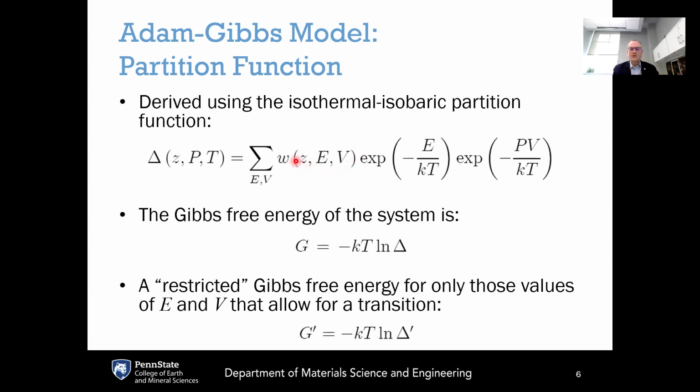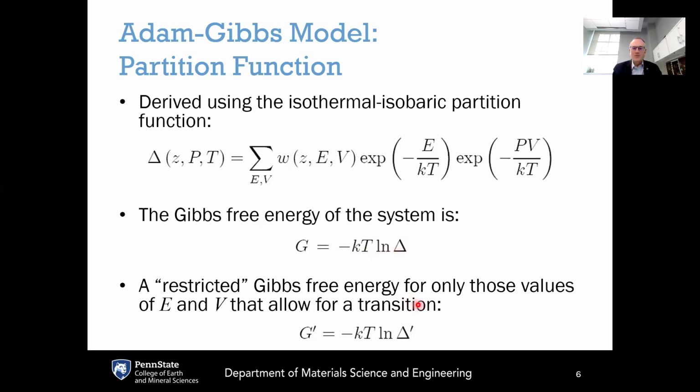W is the degeneracy of the states that satisfy having region size Z, energy E, and volume V. That's the number part. And then times the Boltzmann probability factor e to the minus enthalpy over kT. That e to the minus enthalpy over kT can be divided into e to the minus internal energy over kT, and then the pressure times volume part of the enthalpy. Now, from this isothermal-isobaric ensemble, we can get the Gibbs free energy of the system by taking minus Boltzmann's constant times temperature times the natural log of the partition function.